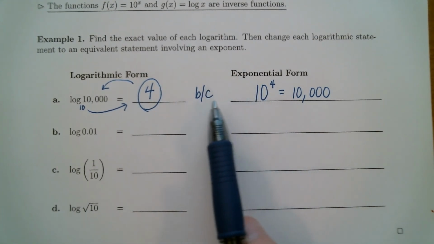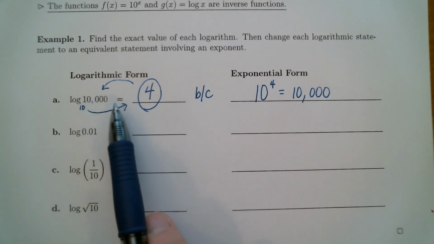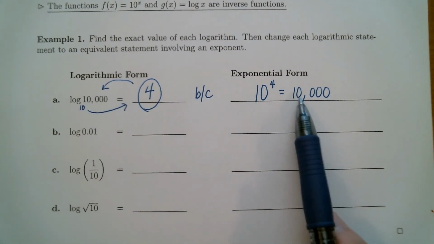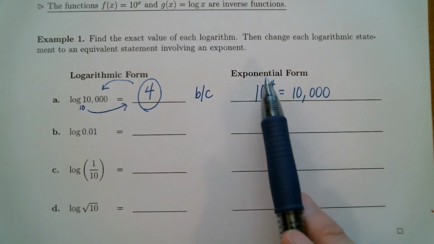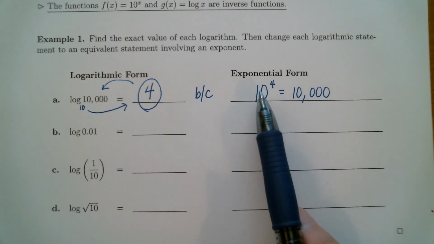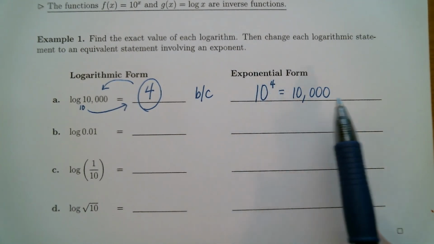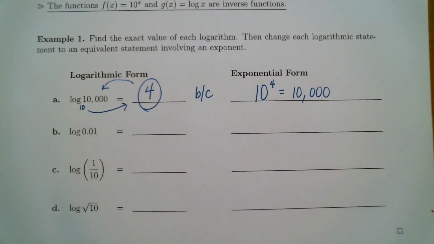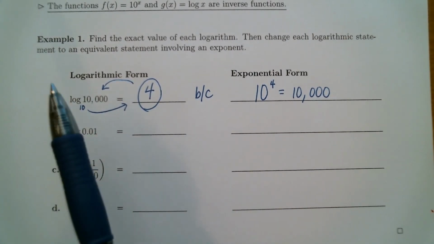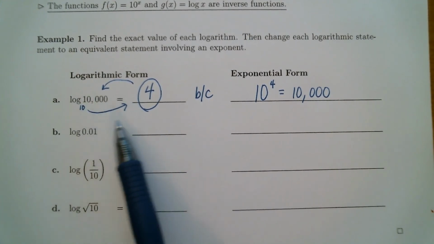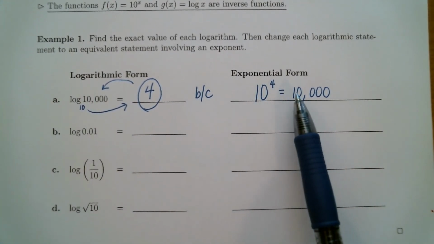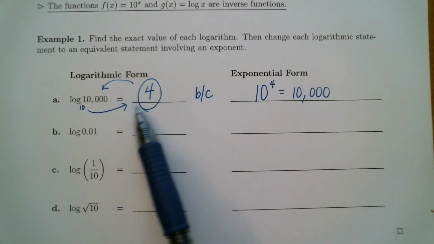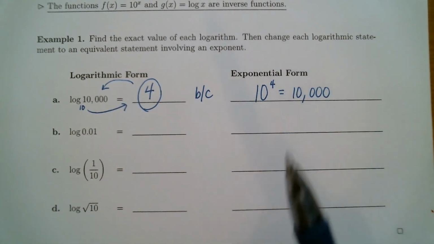They're just written differently. This one is a logarithmic statement: the log of 10,000 is equal to 4. And this is the exponential form. Notice there's no logarithm in here. You've got an exponent: 10 to the 4th power is equal to 10,000. They are saying the exact same thing, just in different formats. So the answer to the logarithmic form is just going to be a number, and for the exponential form, think of it as you're explaining yourself why this logarithm is what it is.